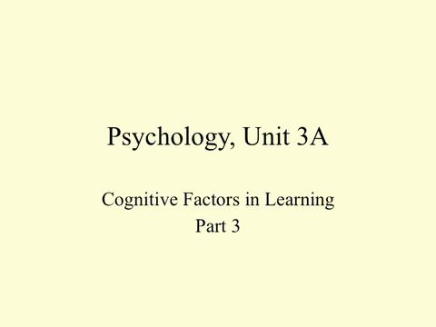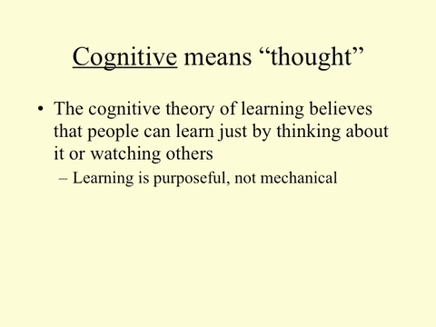So this is cognitive factors in learning, our third theory of learning. And so cognitive is just a fancy word for thinking. The cognitive theory of learning is going to believe that we can learn stuff just by thinking about it or by watching others. And so the key to this theory is that unlike the other two that we've already discussed, cognitive theories of learning are going to say that learning has purpose or has meaning, and that it's not as mechanical as our two forms of associative learning that we did previously.